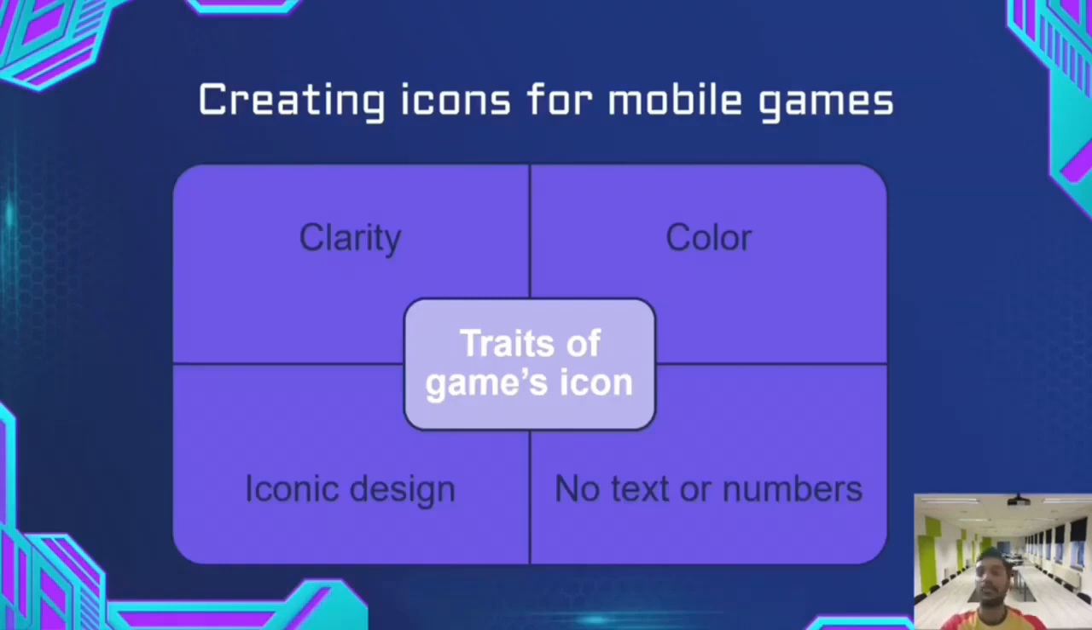Creating icons for mobile games. An icon is used to represent our game. Some people might buy the game because the icon looks cool. So what are the traits for a game's icon? First is clarity. We have to make the images in the icon easy to see. Second is iconic design.